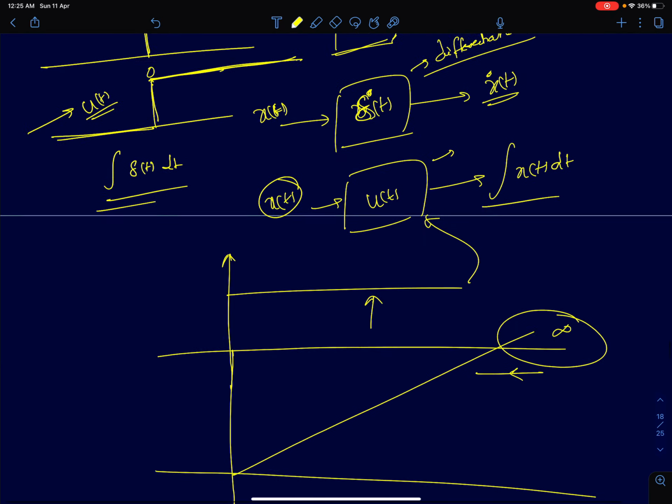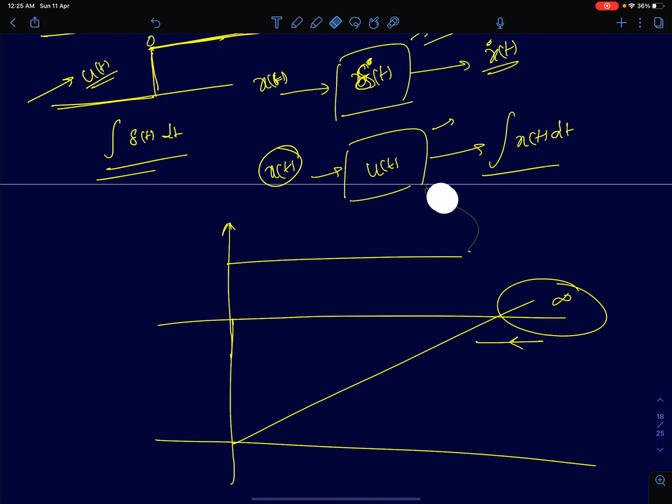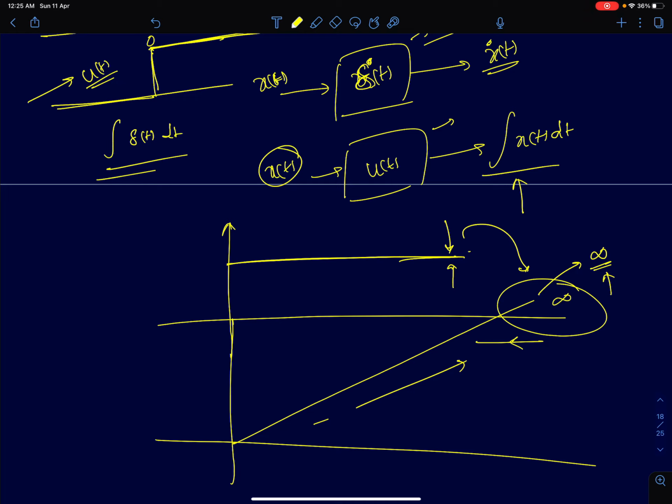So now, if I feed a step input to the system, the output is going to be the integral of the step. The integral of a step is a ramp function, a unit ramp. And in the steady state, even though the input is bounded, this output is going to go to infinity. So for this specific input, the system is producing an infinite output. Therefore, this system is unstable.